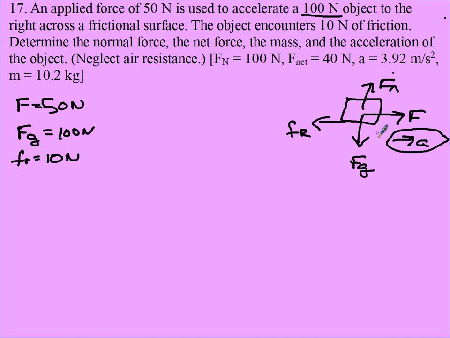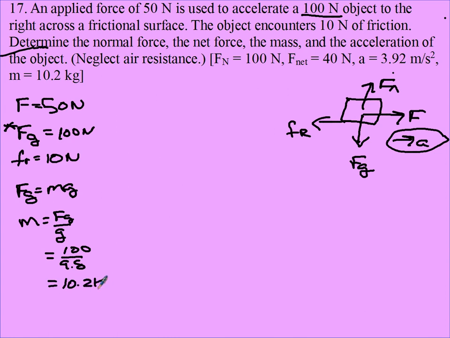Let's go figure out what we can figure out. To start with, whenever I give you the weight, find the mass. Whenever I give you the mass, find the weight. So the first thing I'm going to do is find the mass. If Fg equals mg, then the mass is Fg divided by g, or I have a weight of 100 divided by 9.8. So I have a mass of 10.2 kilograms. Now, you usually have to have the mass, so we need to hang on to that.